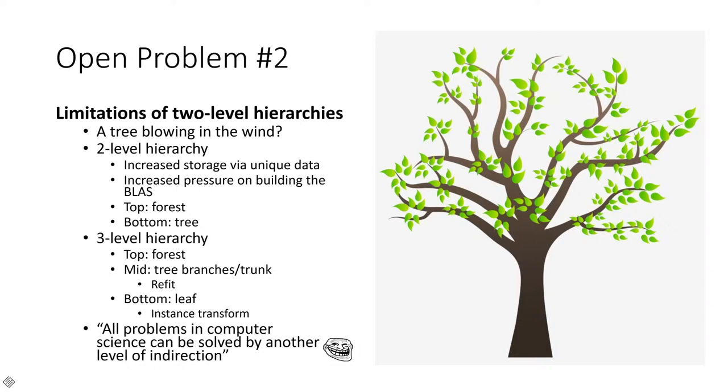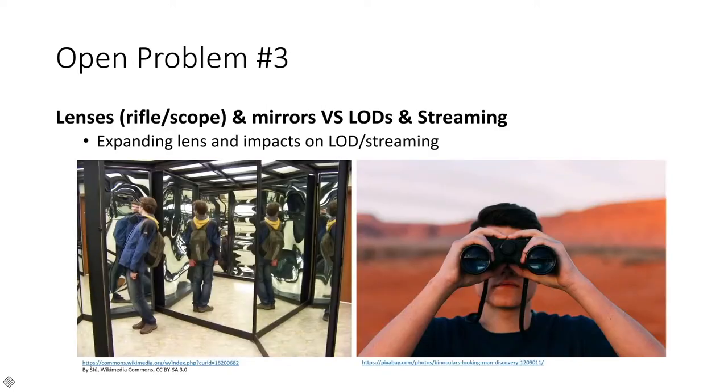Like, all problems in computer science can be solved by another level of indirection? Another interesting problem is lenses and mirrors. Because of reflections and refractions, it's now very difficult to predict where a ray will end up in the scene, and there are impacts on LODs and streaming. For example, a ray could end up reflecting or refracting into an unpredictable area of the scene.